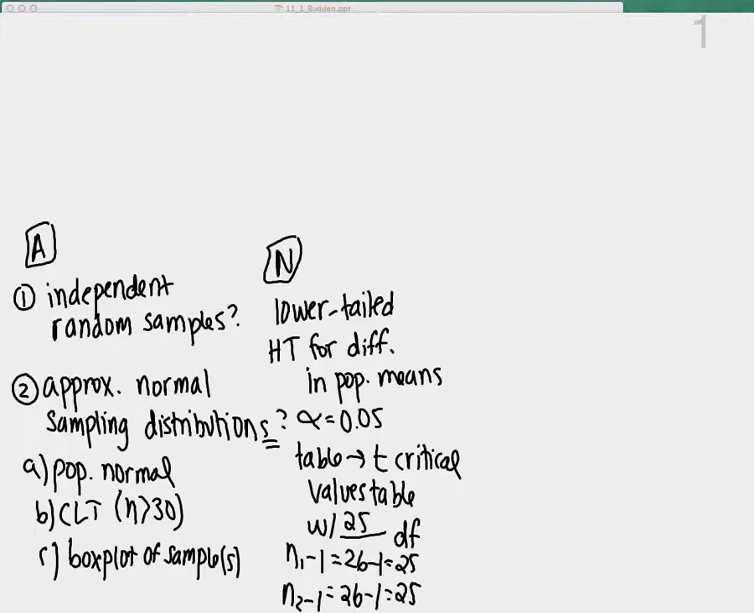Oftentimes, you're going to have samples that are different sizes. You said you use the smaller one? Mm-hmm. Why is that? It's just a conservative estimate. There's actually this really long degrees of freedom formula. This is the real degrees of freedom formula.